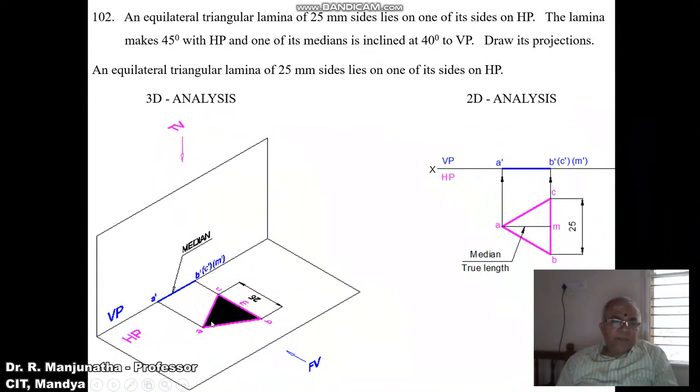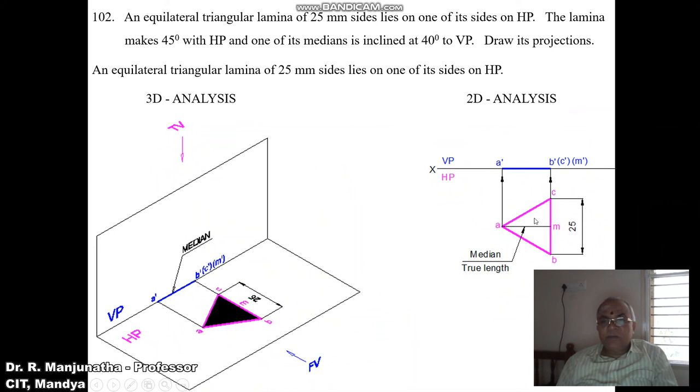So the median AM is parallel to VP. That means A is in front of VP by some distance and M is also in front of VP by the same distance. So then AM will be parallel to VP. Since it is parallel to VP, you are getting the true length in VP. So that is the reason why we have to consider AM as the median.